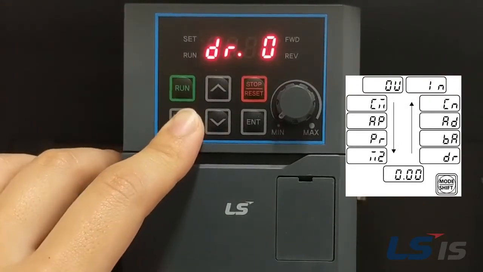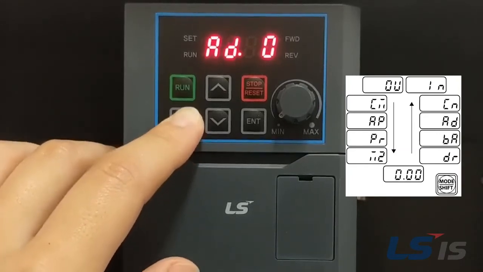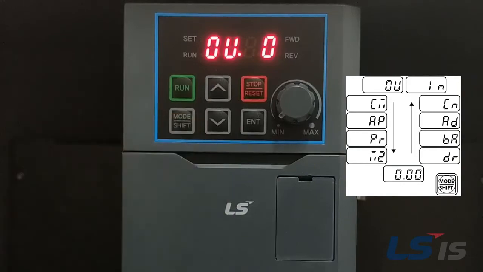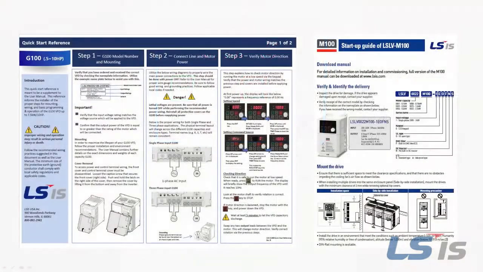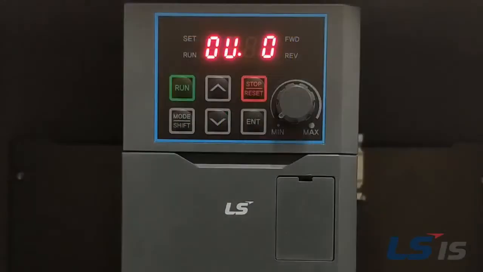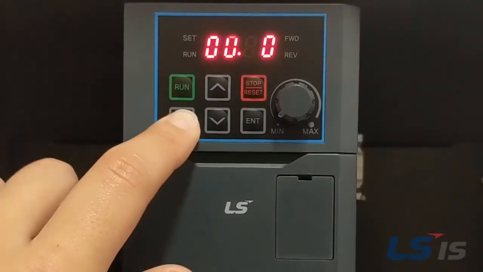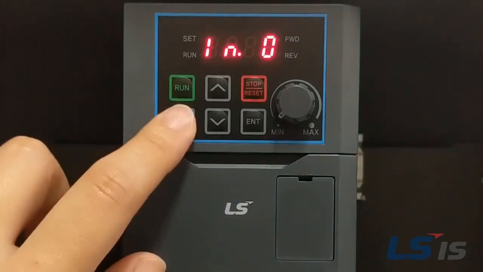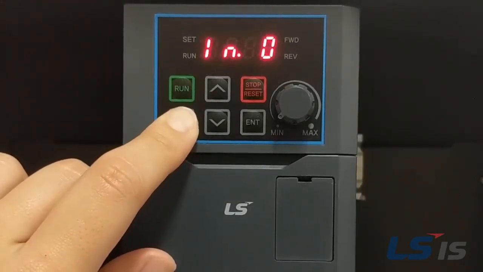In addition to the operation group, there is also drive, basic, advanced, and other groups. For a list of specific groups and parameters, refer to the G100 or M100 manual or quick start reference. You can also press and hold the Mode Shift key for a second to go to the previous group, and pressing and holding down for longer will allow you to cycle through the groups in the opposite direction.